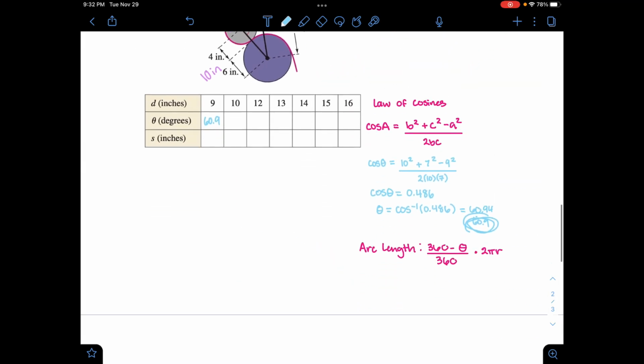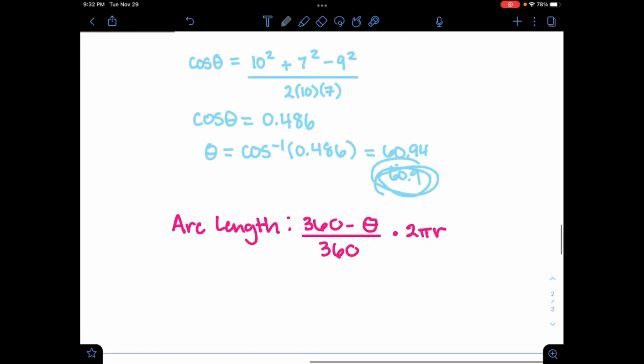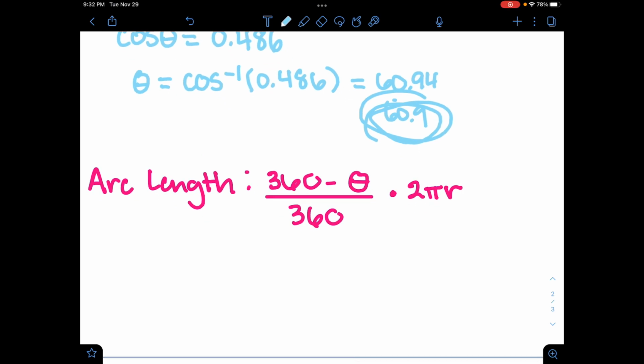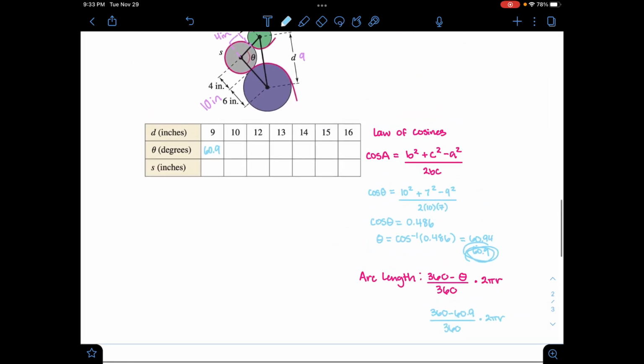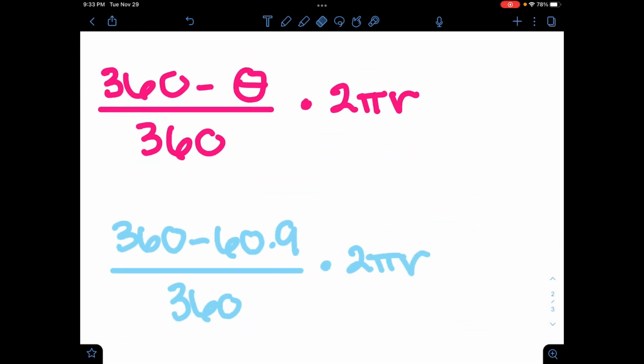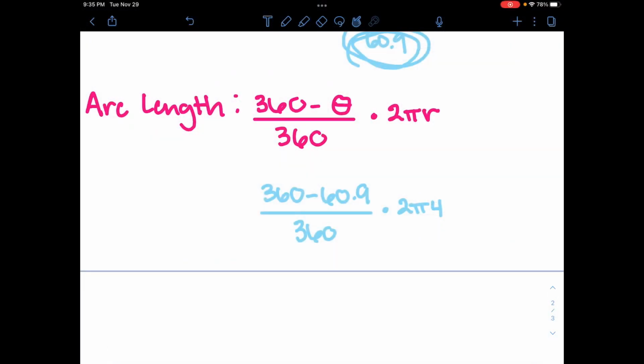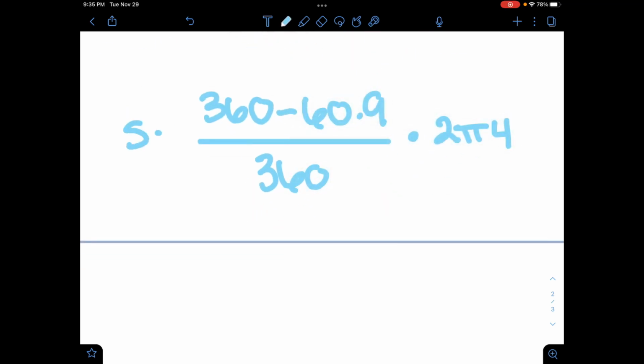Now, to solve for the side, we need to use the arc length. So basically, we're going to plug in our 360 minus our angle, so it's going to be 60.9. And then we're going to divide that by 360, and we're going to multiply it by 2 pi r, which our radius, as we know it, is 4. So we're going to plug that in right there, pi 4.